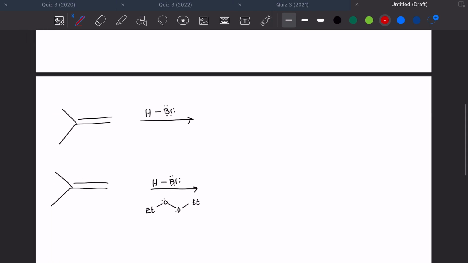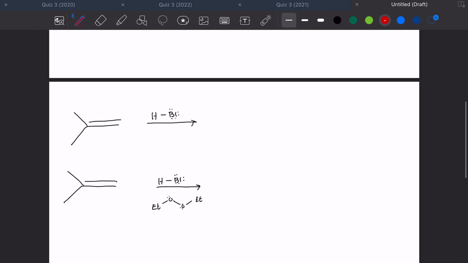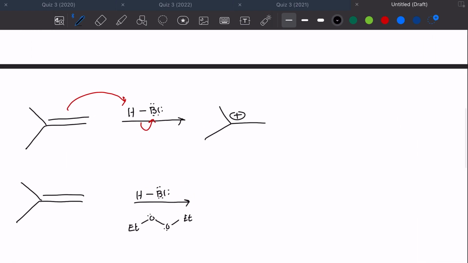So first, on the top, it's going to be an HX addition. If you don't remember what that is, I'll just draw it out. You have the electrons in the pi bond, which are going to come and extract the hydrogen and displace the bromine. And you're going to get a carbocation now, and you have a bromine. And this bromine can add either above or below the plane, and you're going to get a mixture of products.